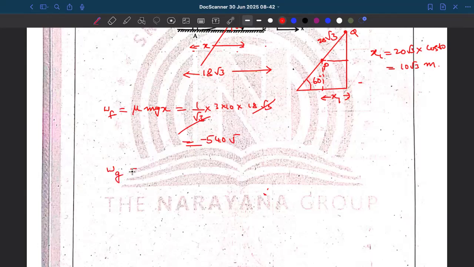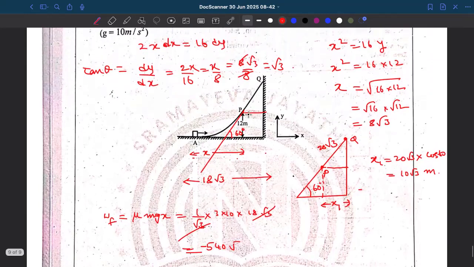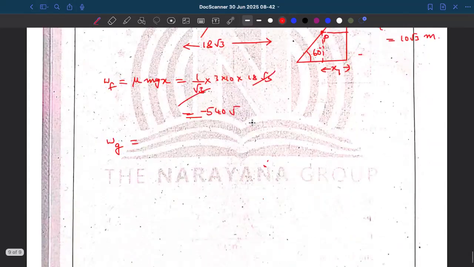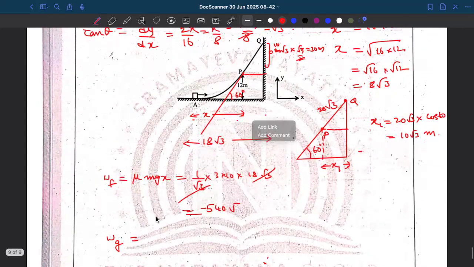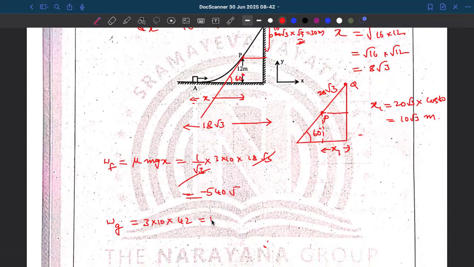వర్క్ డన్ బై గ్రావిటీ ఎంత? ఇది ఆల్రెడీ 12, ఇది 20 root 3, 20 root 3 sin 60 యాక్చువల్గా root 3 by 2, which is nothing but 30 meters, plus 12 meters, 42 meters. వర్క్ డన్ బై గ్రావిటీ వచ్చేసి 3 into 10 into 42, 1260 జౌల్. ఇది మైనస్.